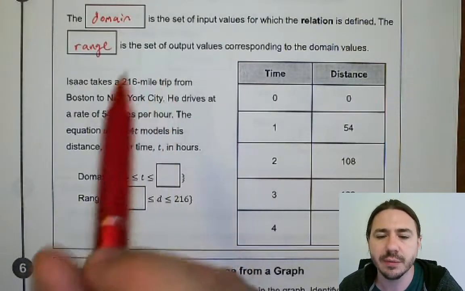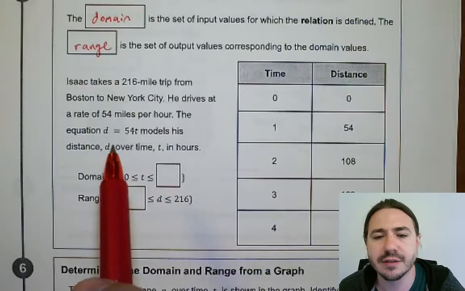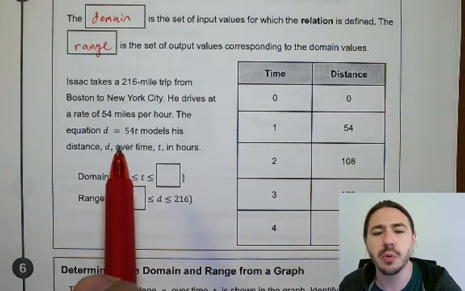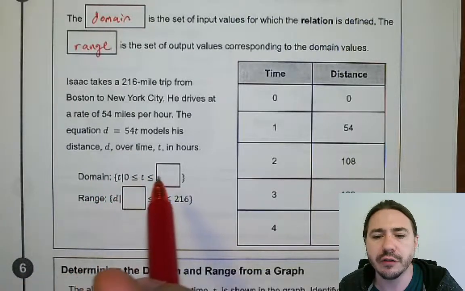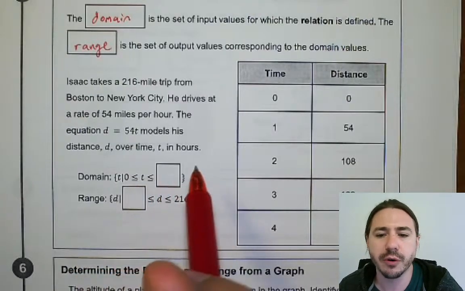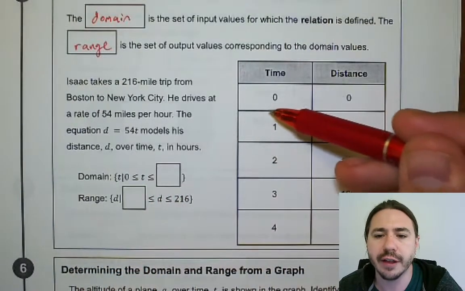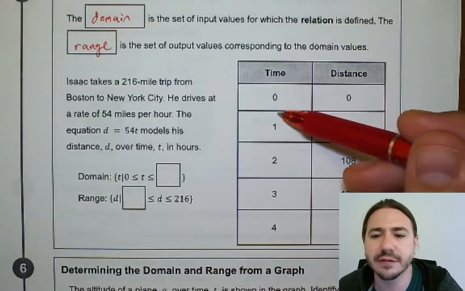But this is the same problem, and we're actually going to use the context of the problem to help us determine what the domain and range are. So the domain is the list of all your input values. What I was kind of alluding to before is that you could have a time of half a second or 9/10 of a second.